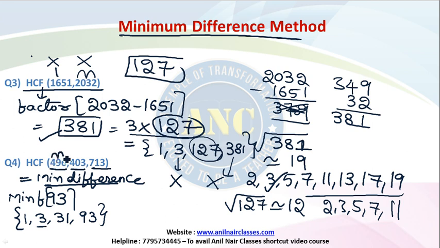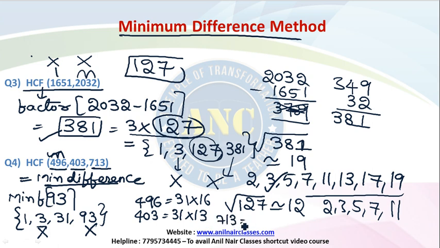4 plus 9, 13. 13 plus 6, 19. 19 is not divisible by 3. If it is not divisible by 3, it cannot be divisible by 93. Check whether 496 is divisible by 31. Yes, 496 is nothing but 31 into 16. 403 is nothing but 31 into 13. 713 is nothing but 31 into 23. So answer for this question is 31. I hope the idea is clear.